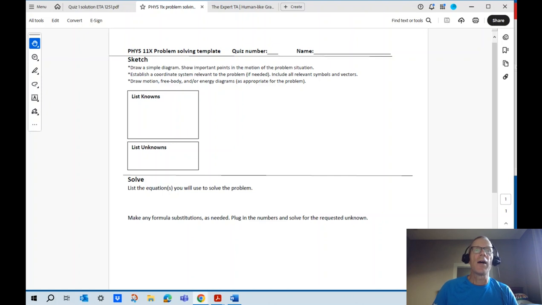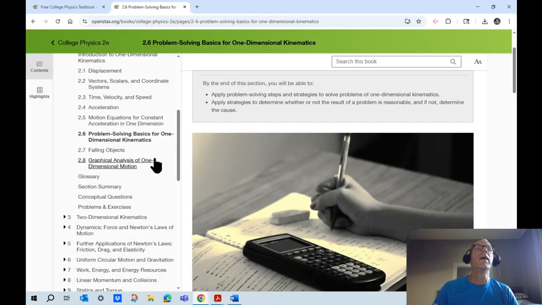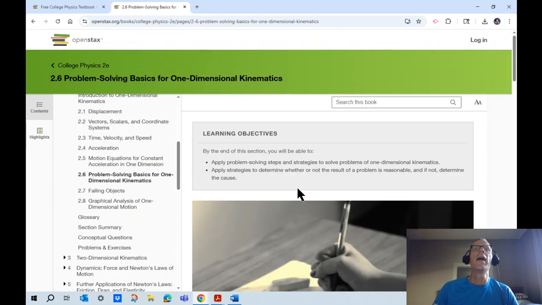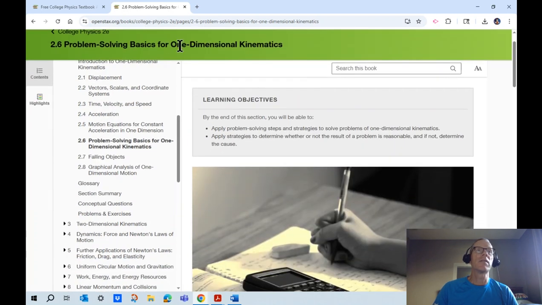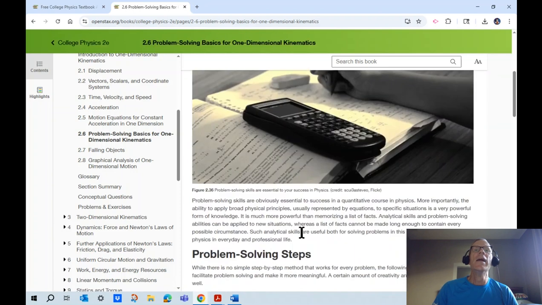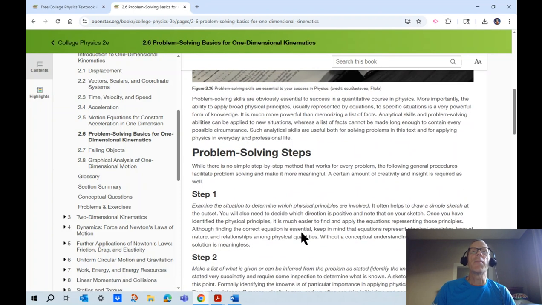So, first off, I want to talk a little bit about what we'll be doing here. So, the OpenStax book in section 2.6, which is entitled Problem Solving Basics for One-Dimensional Kinematics, has a step-by-step problem solving method.